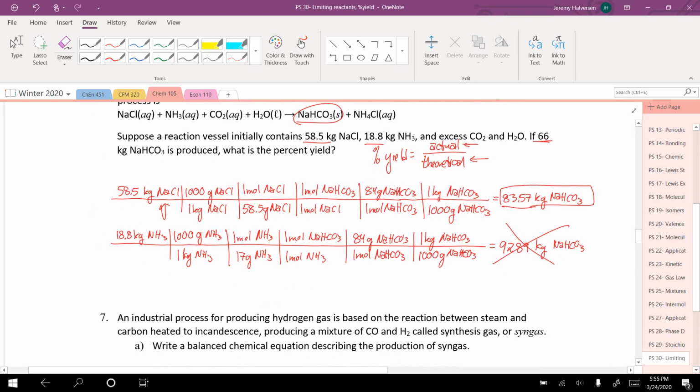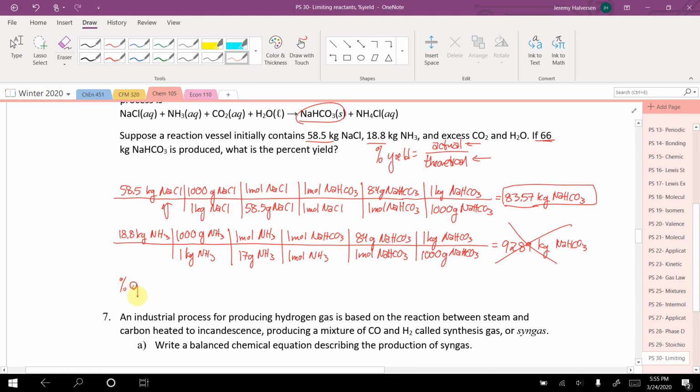Then I'm trying to find my percent yield. Percent yield is my actual over my theoretical. Actual is 66, theoretical is 83.57. And that gives me about 79% yield. So this mixed a couple of things, namely the percent yield idea with the limiting reactant idea.